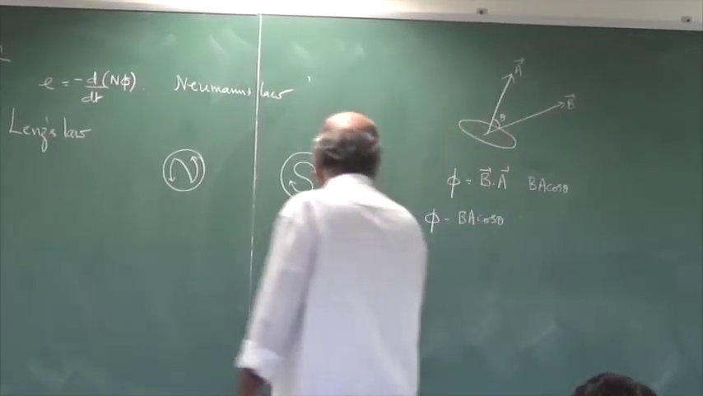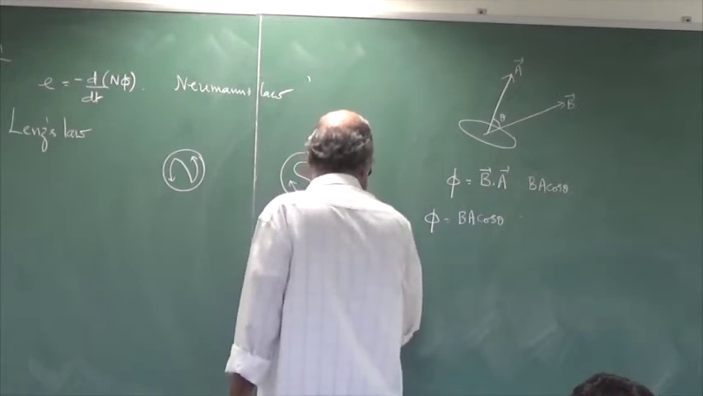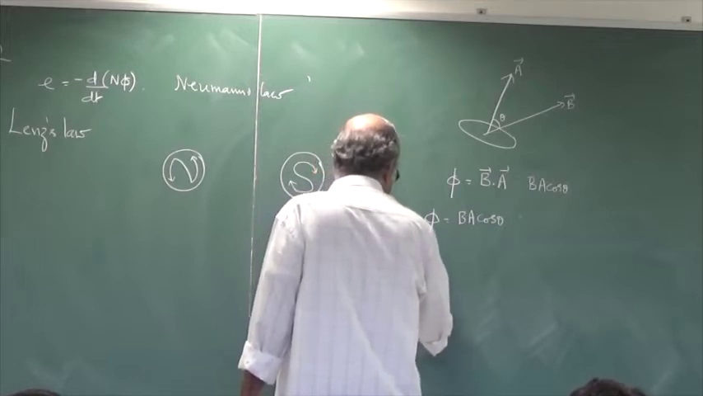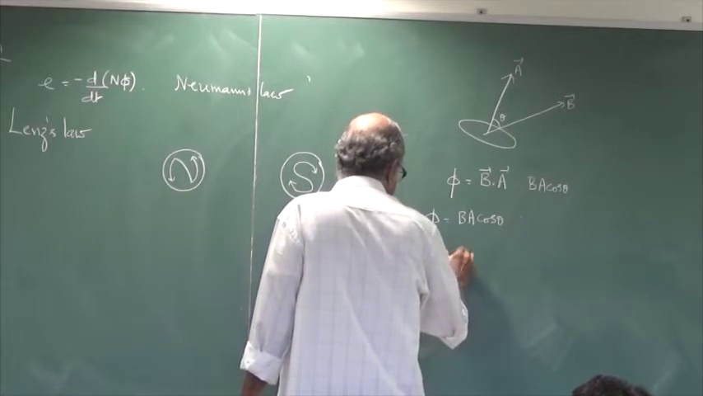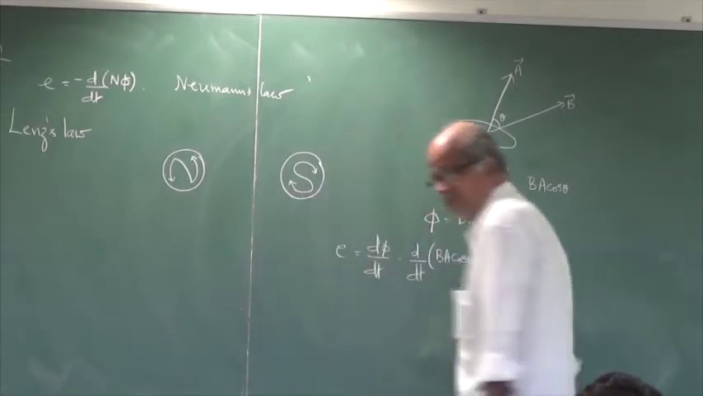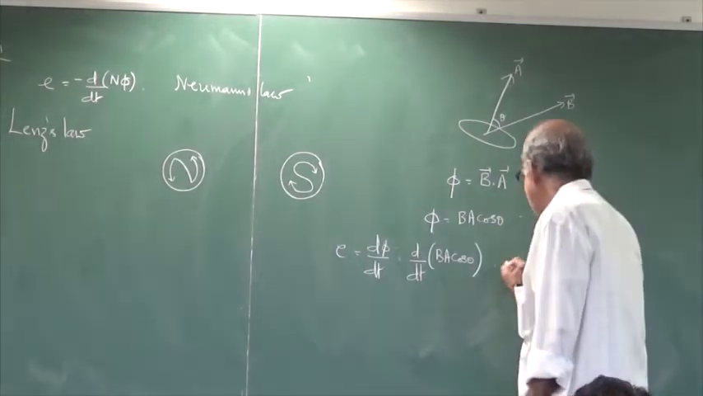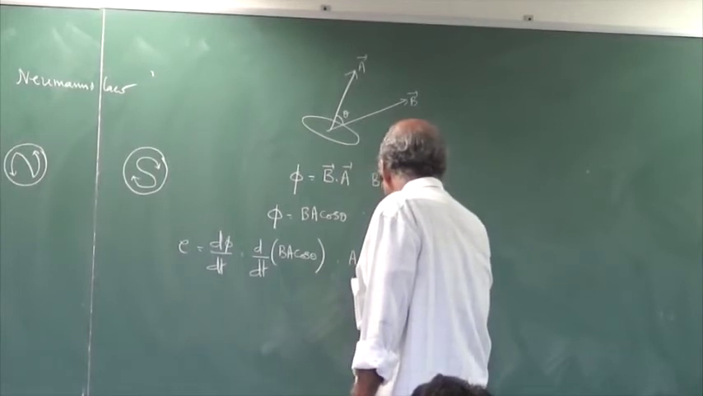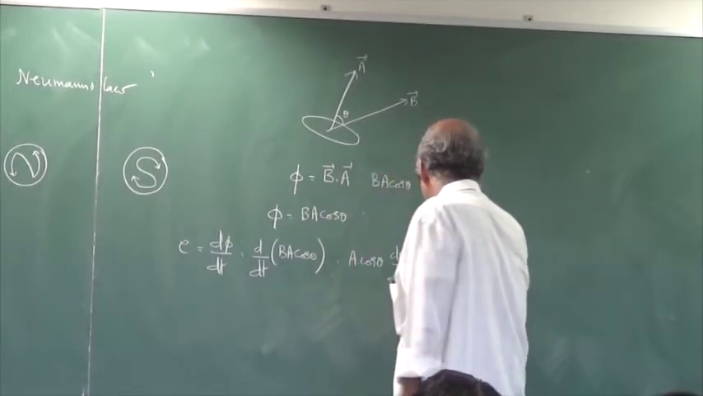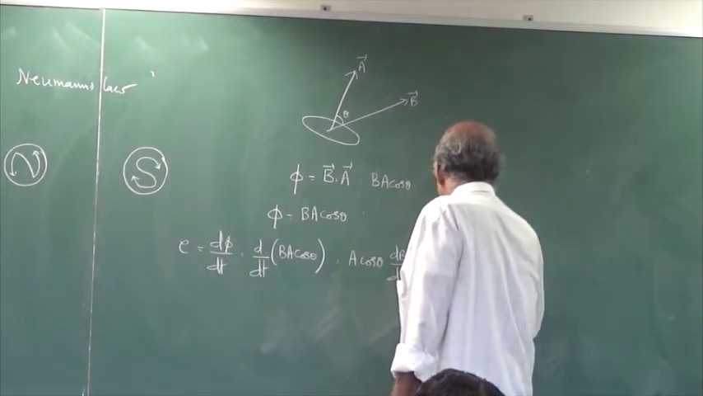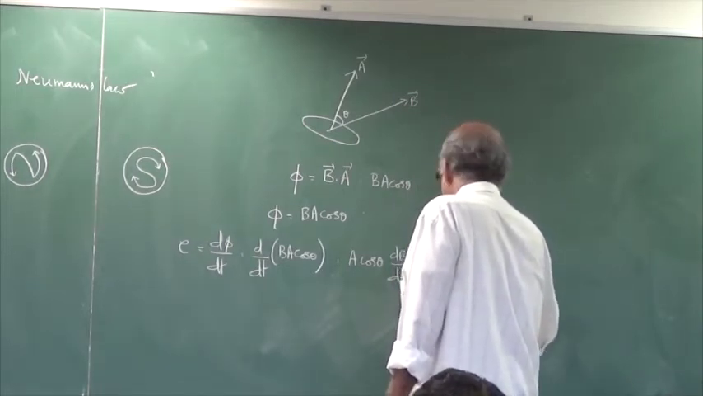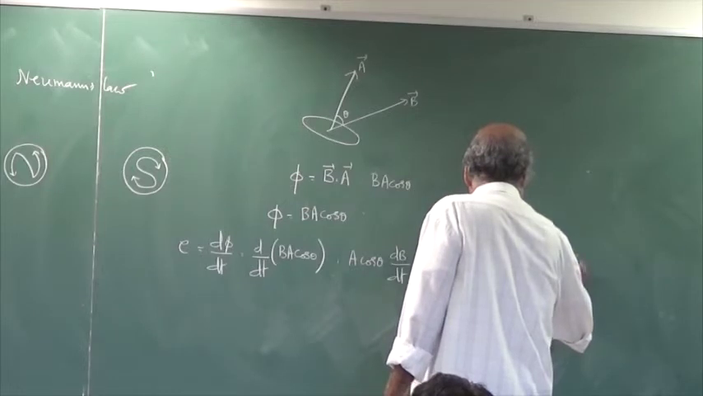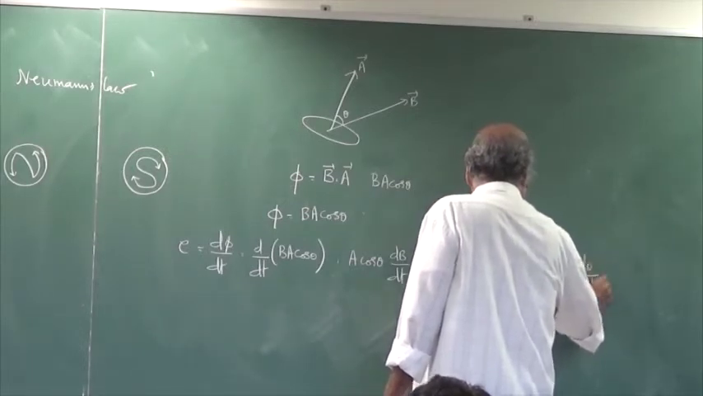So, what is the magnitude of the induced EMF? Magnitude of the induced EMF is d by dt of phi, which is d by dt of B A cos theta, right? Or this you can write it as, correct?